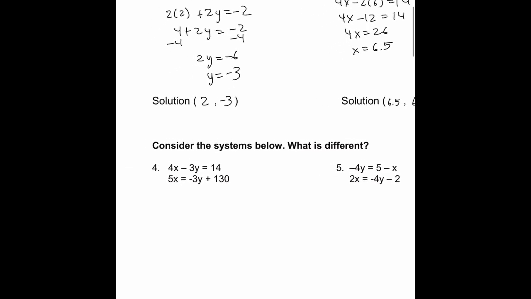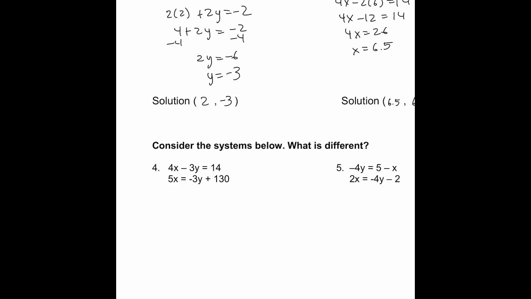If you look at number 4, notice that they are not really lined up. The equal sign is on the left on this bottom one, and the equal sign is on the right side of the top one. So what we're going to do is make it into standard form. Standard form is when you have the x, y, and the constant like 14. So you're going to line them up. The first one seems okay, but let's do the second one.